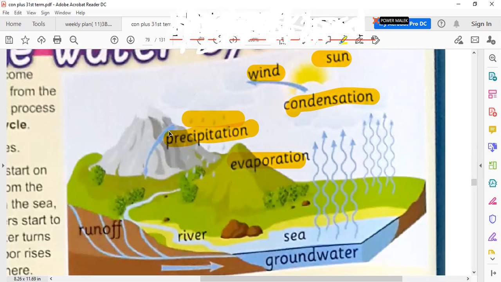After raining happens, the water goes down. Does the water go up or down, students? Down. The water goes down. When the water goes down, some water goes to the river.